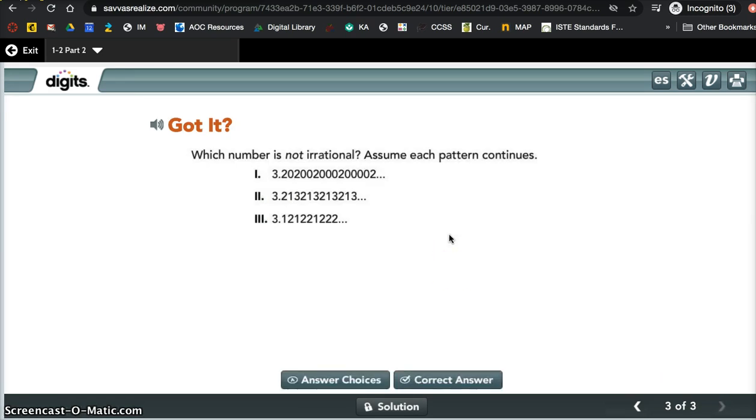So in your book, try this, got it. Which number is not irrational? Assume each pattern continues. So which one would not be irrational?